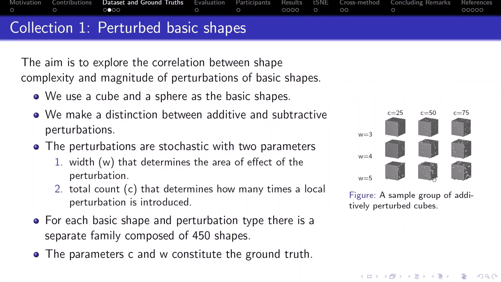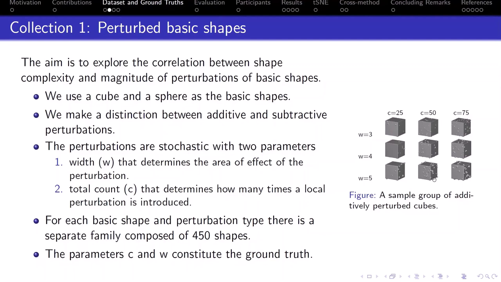And in our first collection, our aim is to explore the correlation between shape complexity and magnitude of perturbations of basic shapes. We use a cube and a sphere as the basic shapes here, and we make a distinction between additive and subtractive perturbations. The perturbations are introduced stochastically, and we have two parameters here, the width and total count parameters. The first determines the area of effect of the perturbation, and the second determines how many times a local perturbation is introduced to the shape.